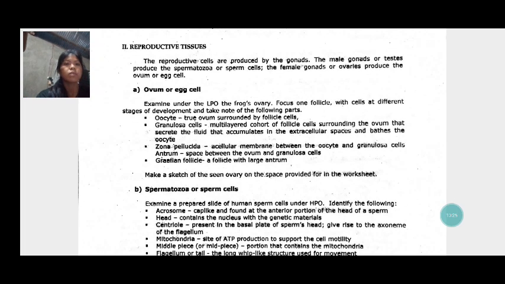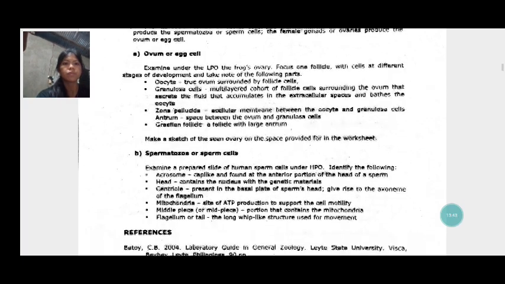Zona pellucida, a cellular membrane between the oocyte and granulosa cells. Antrum, space between the ovum and granulosa cells. Graafian follicles, follicles with a large antrum.